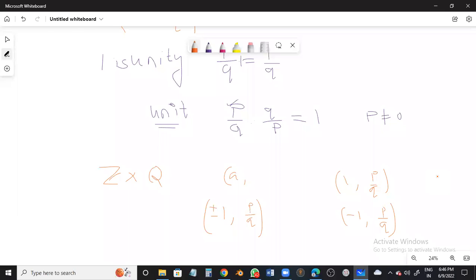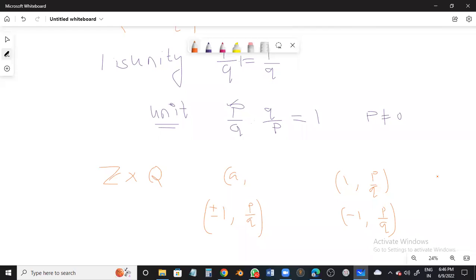How many are there? Infinitely many. How many rational numbers are there? They are countable, but infinite. You know this. So this set is denumerable, but infinite. Is it right?